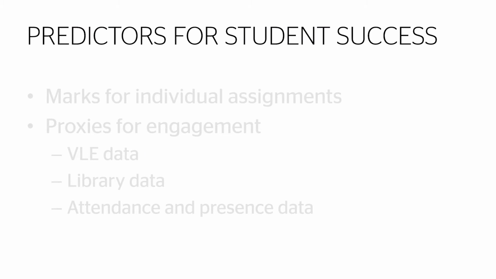For learning analytics, there are different data sets that can be used to predict or help predict whether a student's going to succeed. So typically these are things about the students, but more importantly the things they do. The first data set, and probably the strongest predictor, is actually their marks for individual assignments.